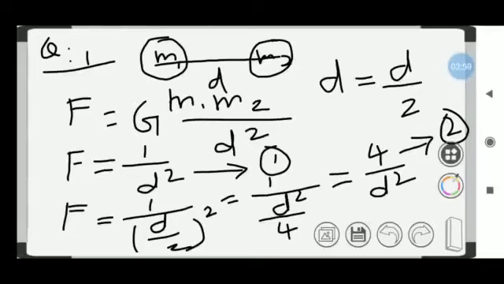Can you understand? Can I rub this one? Okay, just notice this one. Make a pause and note this. So 4 by d square: when the distance is reduced to half, your force of gravitation will be 4 times greater. Okay, can I rub?